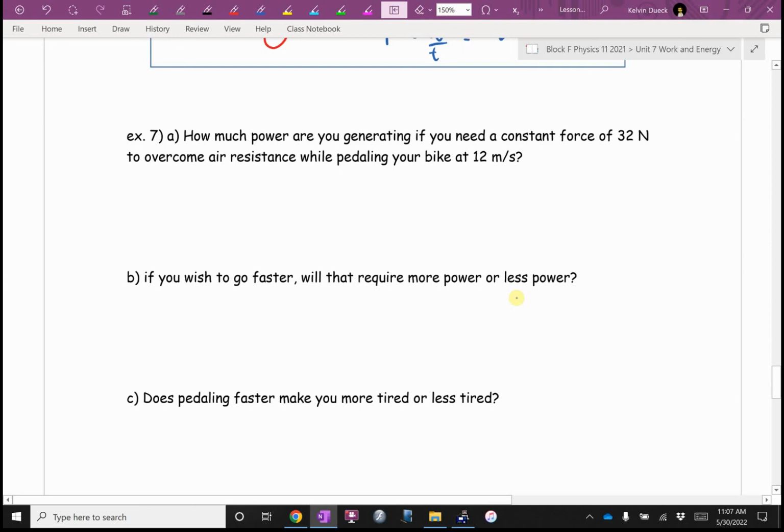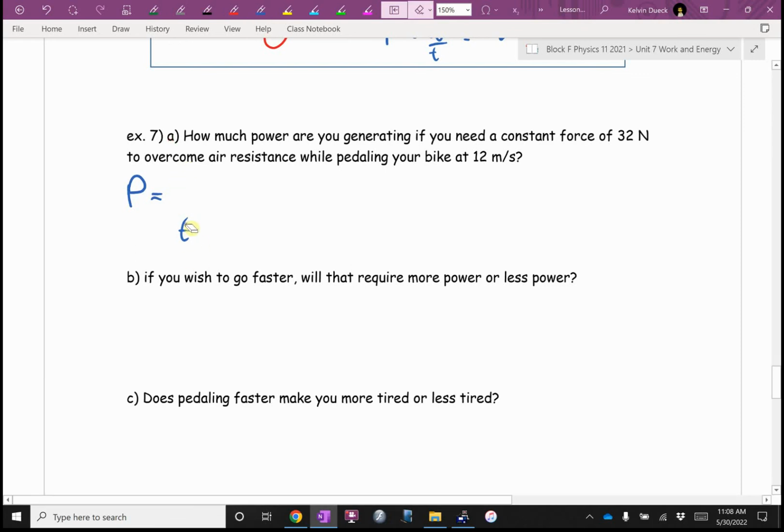How much power are you generating if you need a constant force of 32 newtons to overcome air resistance while pedaling your bike at 12 meters per second? Okay. Cole, what are they asking me to find here? Don't write this down, look up. My first thought would be, Cole, power is work over time. That's my go-to. Do you see a time in seconds here anywhere? Do you see work in joules here anywhere?